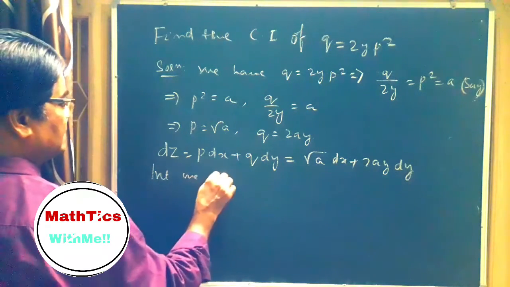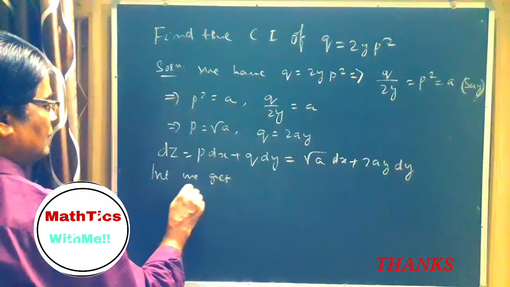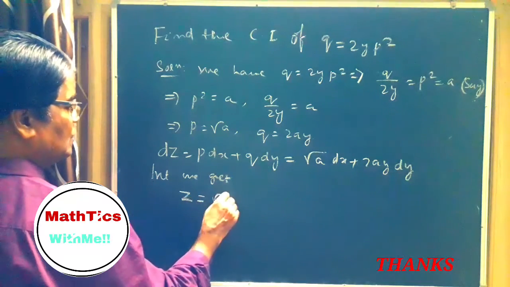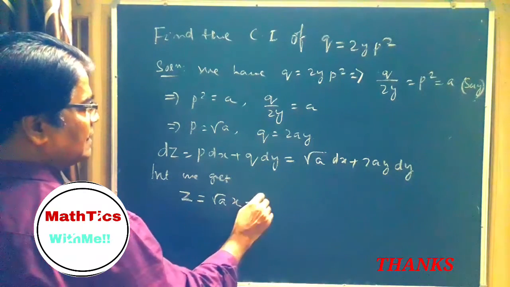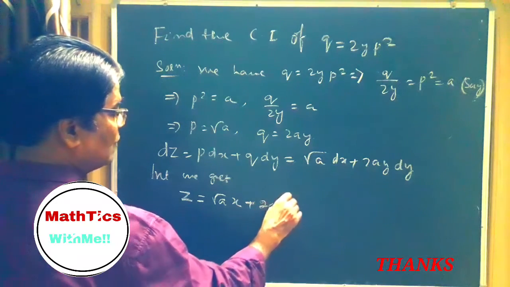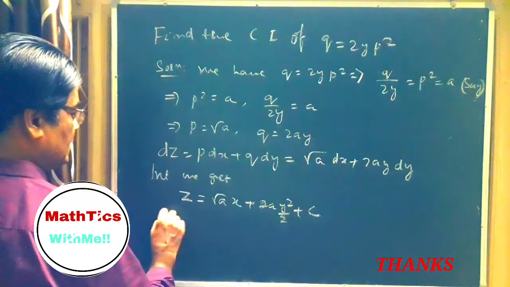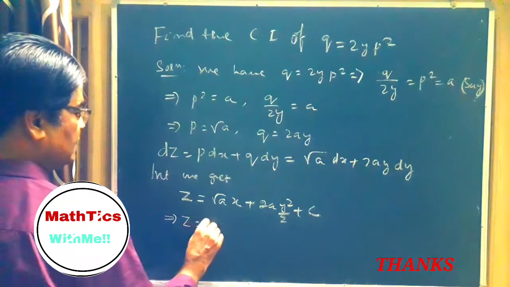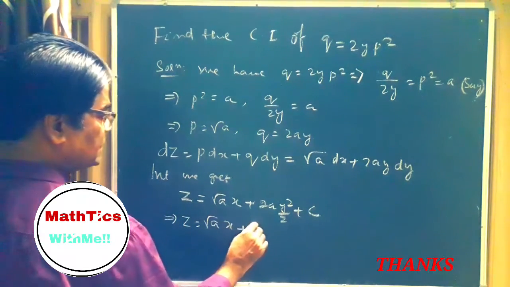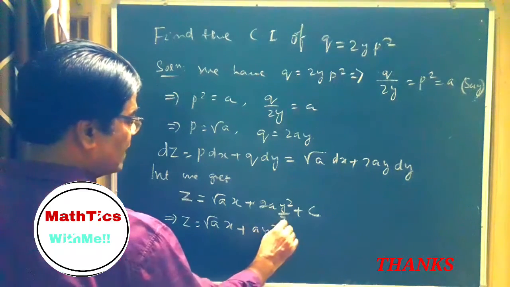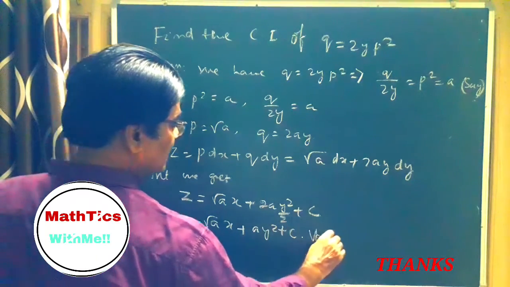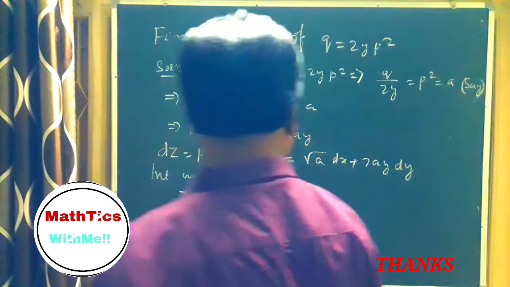Integrating, we get z is equal to root a x plus 2a y square by 2 plus c. This implies z is equal to root a x plus a y square plus c. So the second problem is solved.